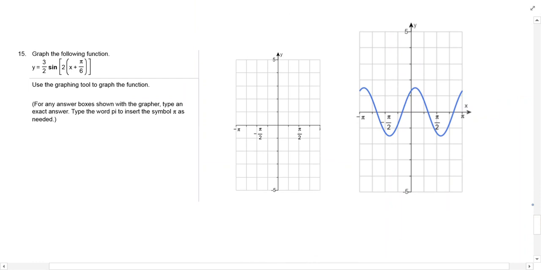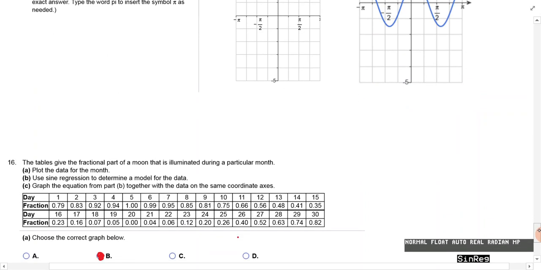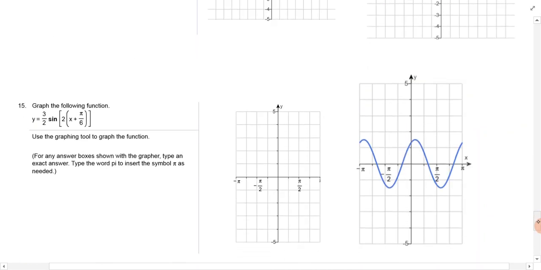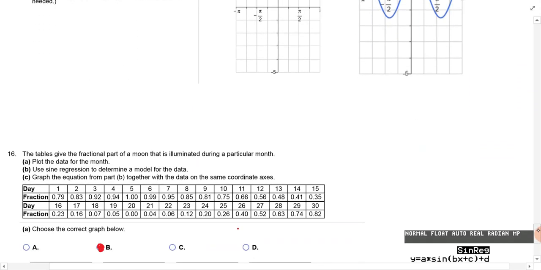This one, 3/2 sine 2 parentheses x plus pi over 6. So just think about it. You've got an amplitude of 1.5, so that's up there. You've got a period 2 pi over 2, so this is repeating at pi. So you would put your period in there. And the phase shift is pi over 6 to the left, so it's over this way a little bit. So I think those, let's see, do we have one more? Yeah, we have the big one. So practice those graphs. If you have trouble, let me know.